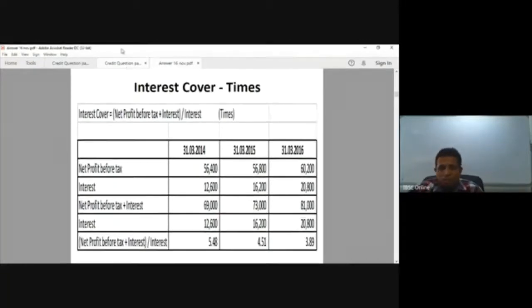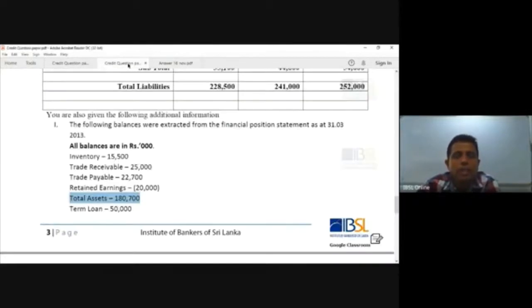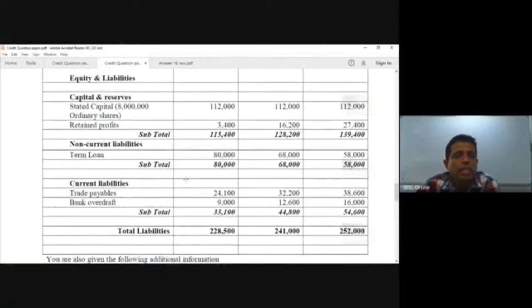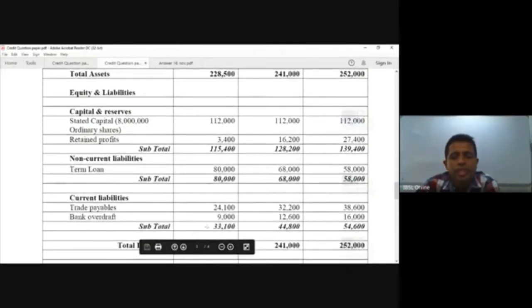Right. We'll go to the next category of ratio, that is liquidity ratios. Very easy to calculate. Two liquidity ratios: current ratio and quick asset ratio. First, we'll take the current ratio. For the current ratio, you have to take the balance sheet figures, that is current assets and current liabilities. Go to your balance sheet here. You have to take the current assets and current liabilities. Current assets: 51,500, 68,000, 84,000. Current liabilities here: 33,100, 44,800, 54,600.